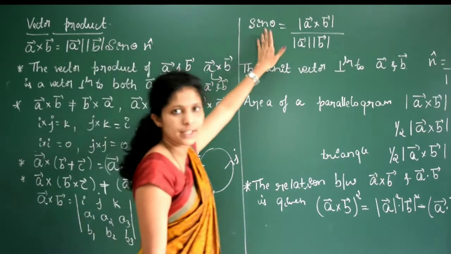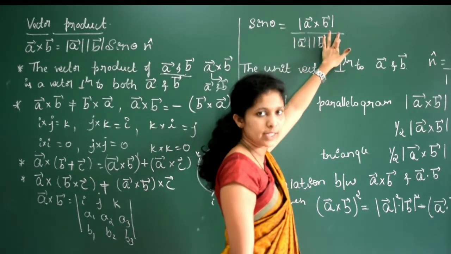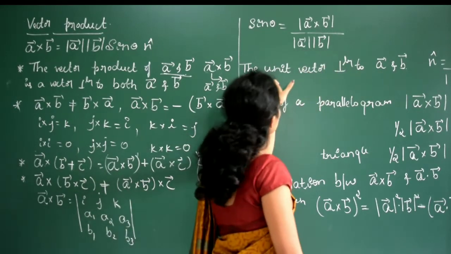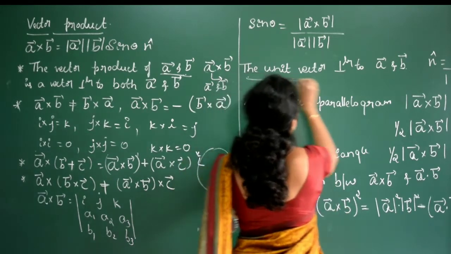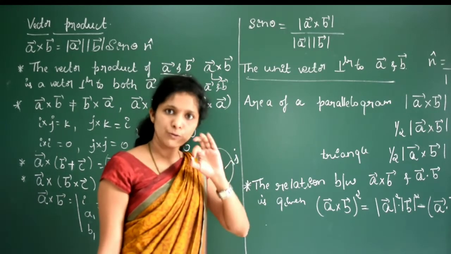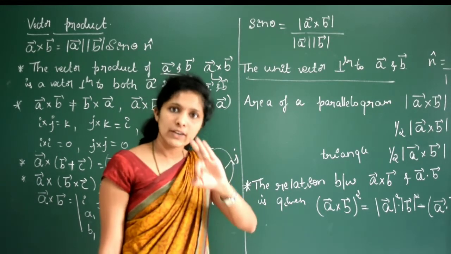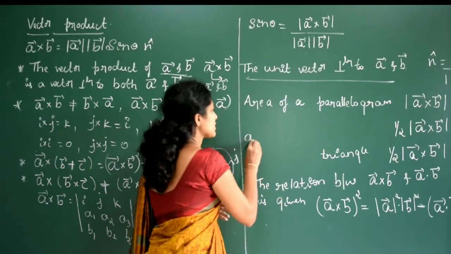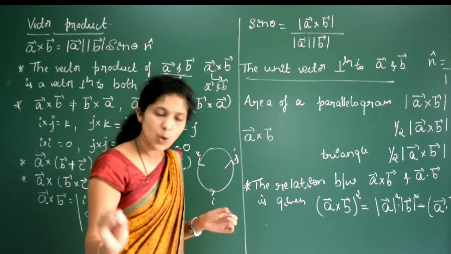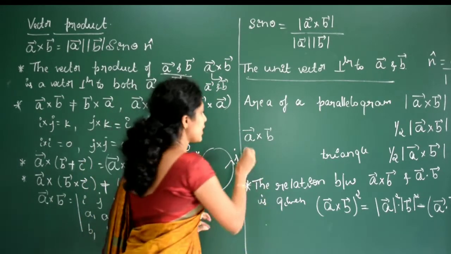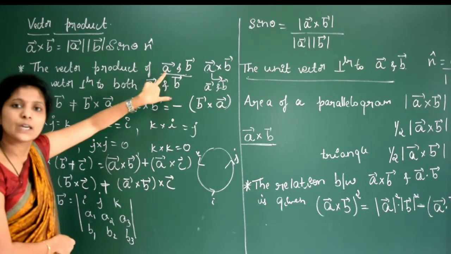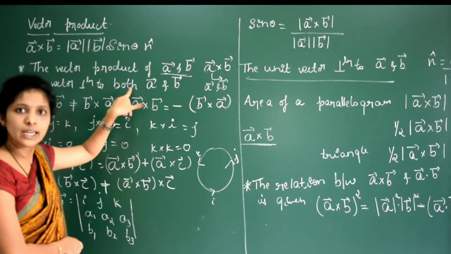Now here sin theta is the magnitude of A vector cross B vector divided by magnitude of A vector into magnitude of B vector. Then the unit vector, see, this is the important one: the unit vector perpendicular to A vector and B vector. If you want to find the vector perpendicular to A vector and B vector, what you have to find? A vector cross B vector. Is it clear? If you want to find the vector perpendicular to both, you need to find the cross product. Here, the cross product will give you a vector perpendicular to both A vector and B vector.